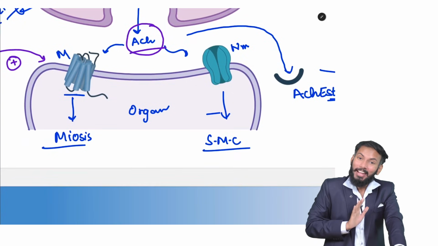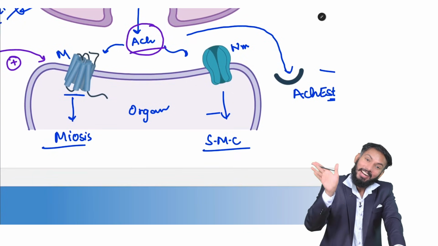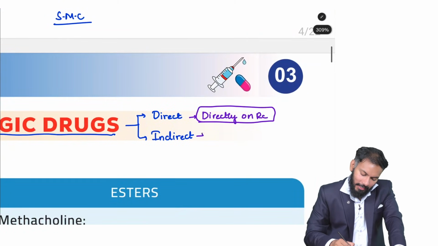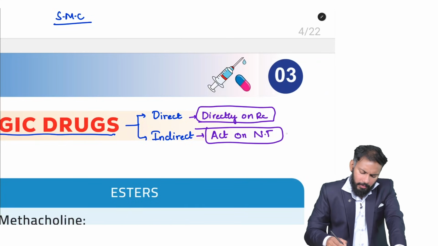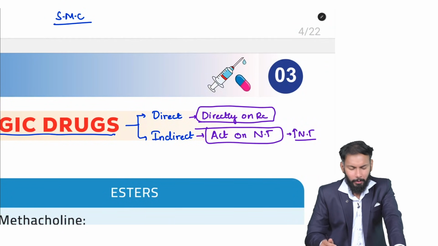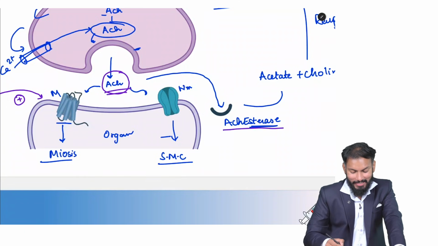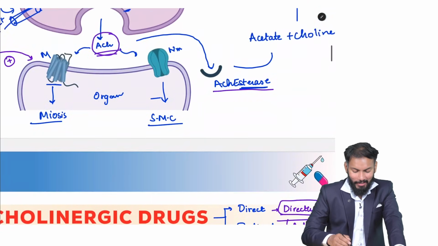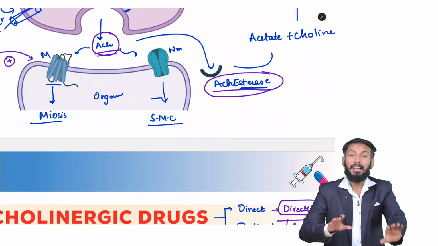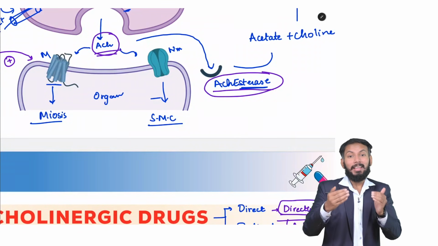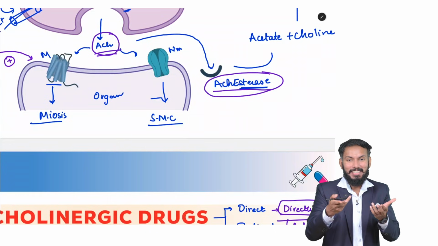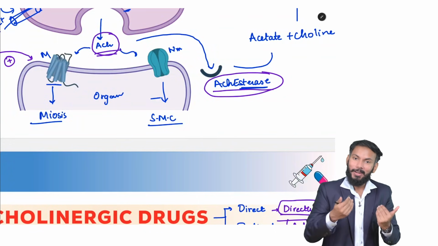What are we doing? We are not acting directly on receptor. We are acting indirectly on receptor by increasing the neurotransmitter. So, we are acting on neurotransmitter. In cholinergic drugs, we are increasing the neurotransmitter. How can we do this? That is the mechanism of action. You try to understand. How is acetylcholine metabolized? It is metabolized by acetylcholine esterase. So if we give a drug and block this acetylcholine esterase, will acetylcholine be metabolized? No. The levels of acetylcholine will increase. It will act on the receptors. Then you get the effect.